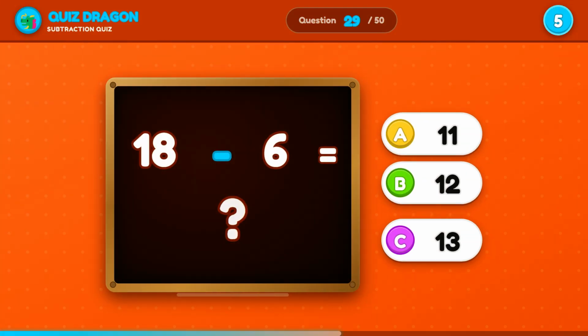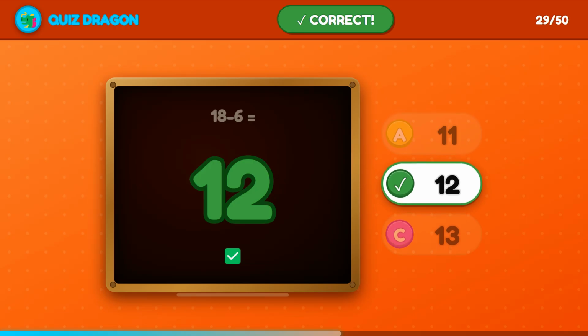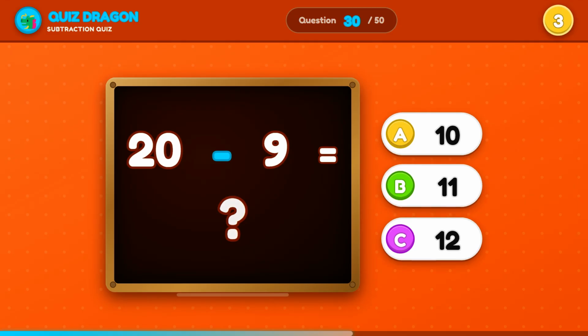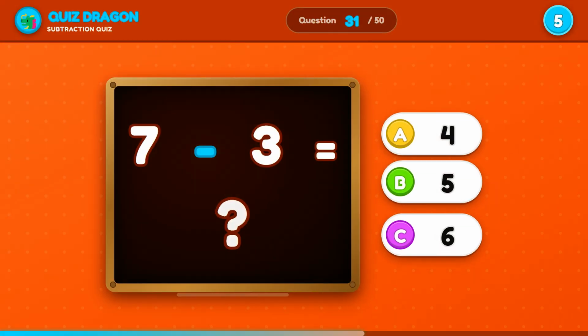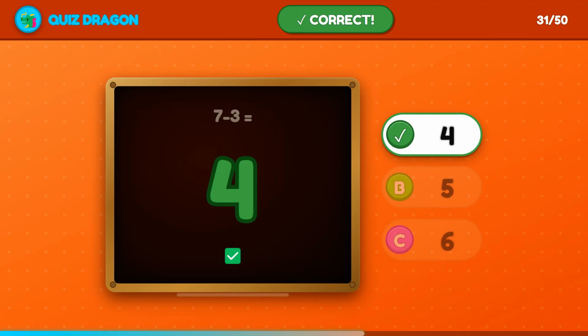Number 29. 18 minus 6 equals. The correct answer is B, 12. Question 30. 20 minus 9. What's the answer? The correct answer is B, 11. Question 31. What is 7 minus 3? The correct answer is A, 4.